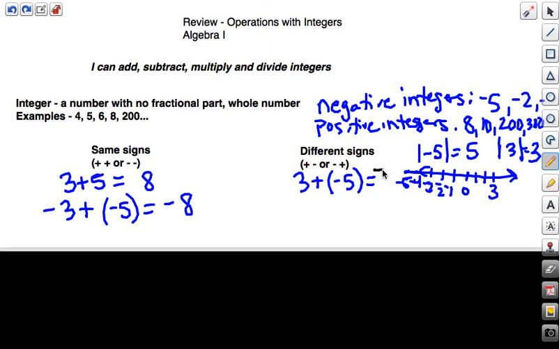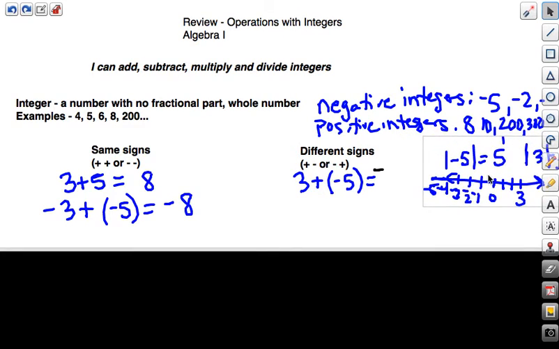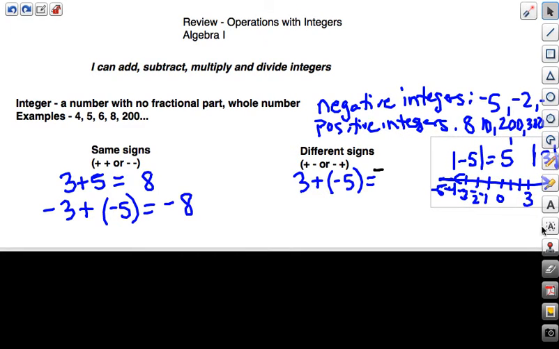So we know this is going to be negative. We know it's a negative sum because that 5 has a greater absolute value. And if we take 3 and negative 5, there's 2 left, so it's negative 2.